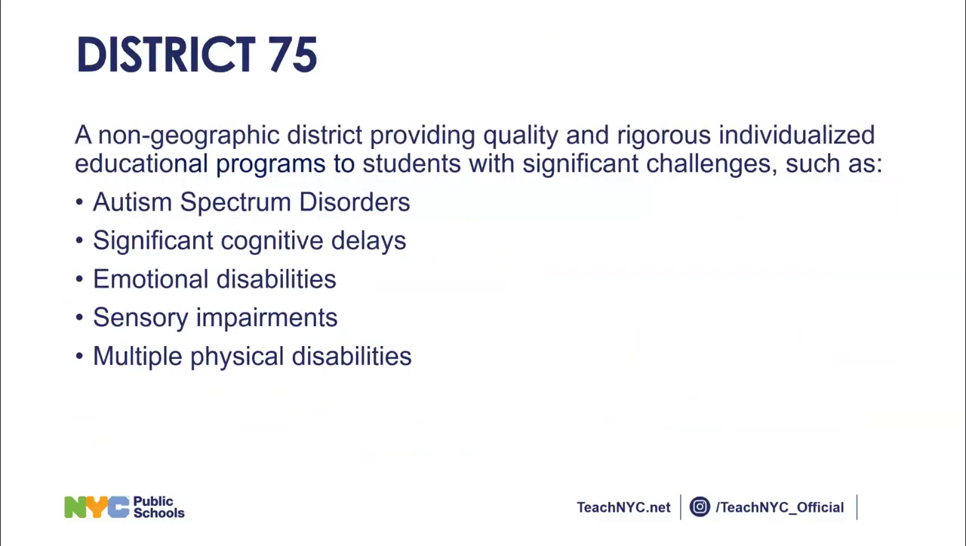So District 75, once again, this is a non-geographic district providing quality and rigorous individualized education programs to students with significant challenges, such as autism spectrum disorders, significant cognitive delays, emotional disabilities, sensory impairment, and multiple physical disabilities.